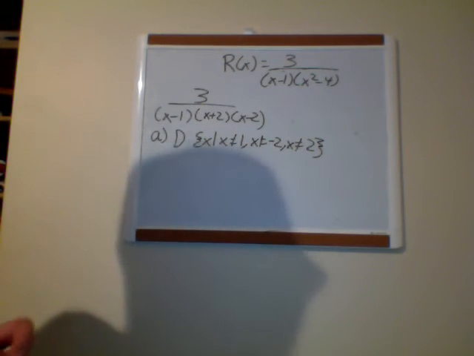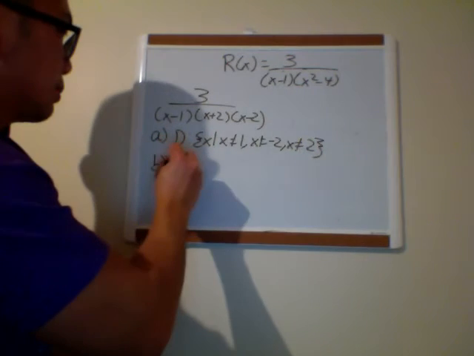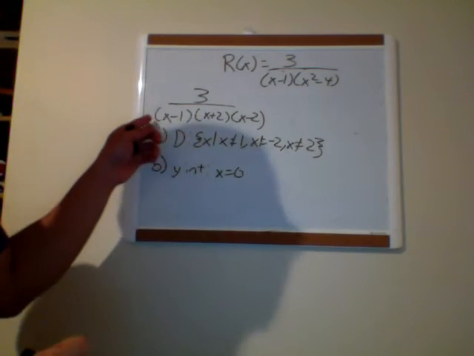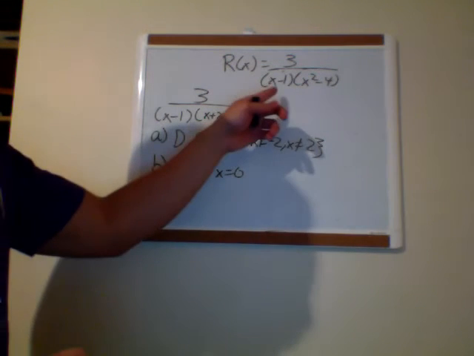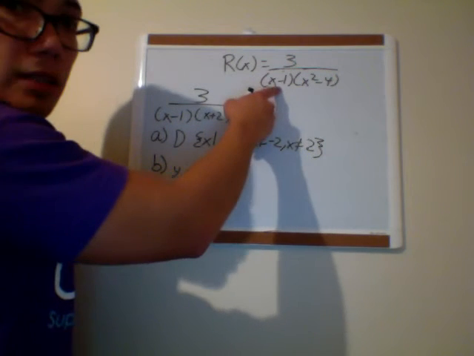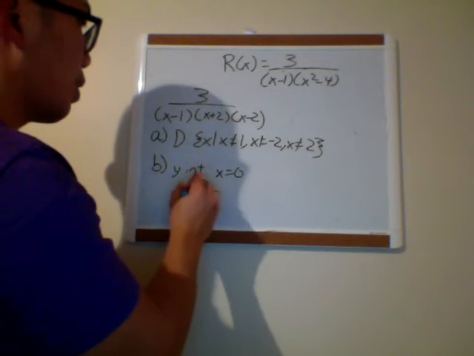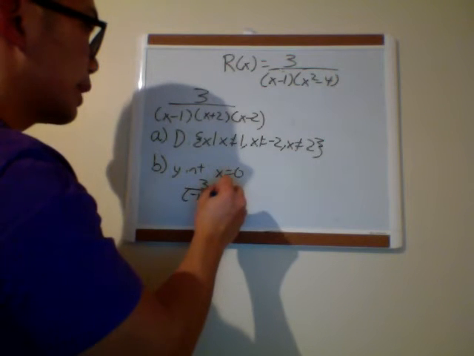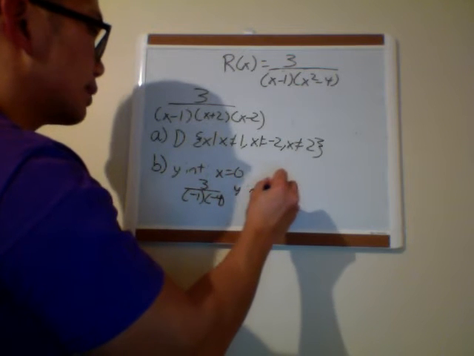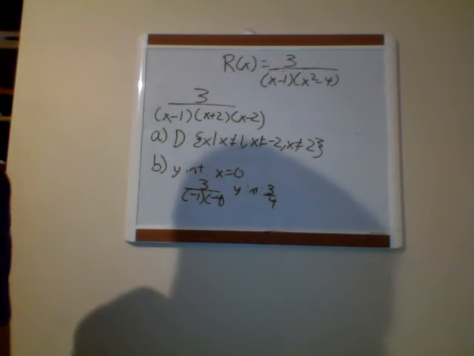Letter B is to find my x and y intercepts. So to find my y-intercept, I set x equal to 0. If I set x equal to 0, it does not matter where I plug this in. I could plug it into here or here. I'll plug it into the top rational expression, and I would get 3 over negative 1 times negative 4. So my y-intercept is 3/4. Negative 1 times negative 4 is 4.